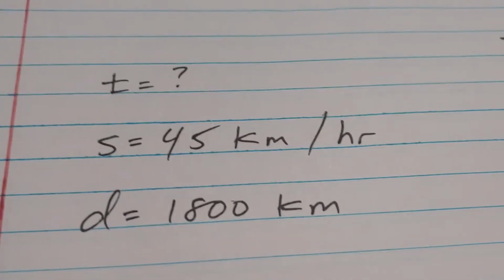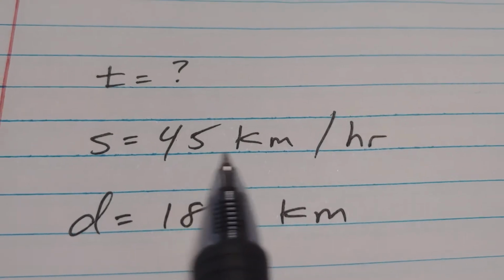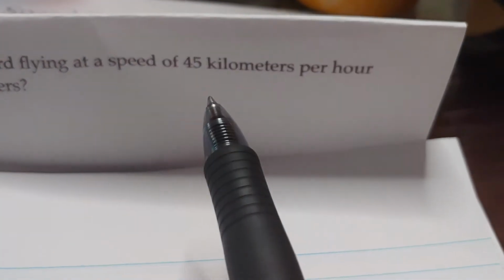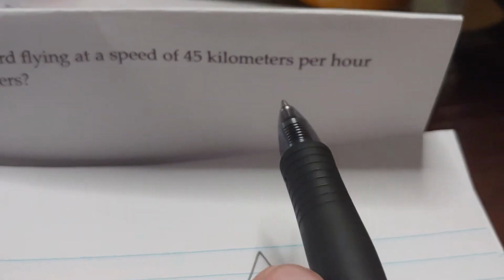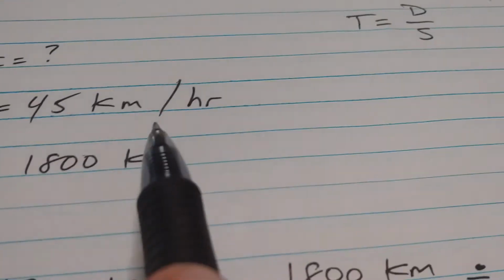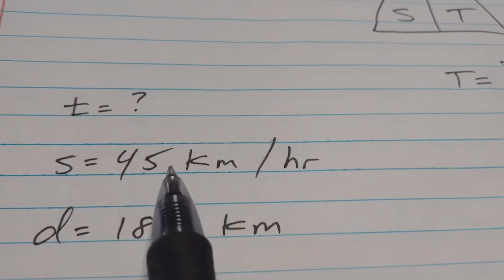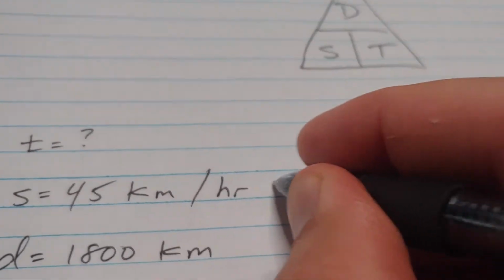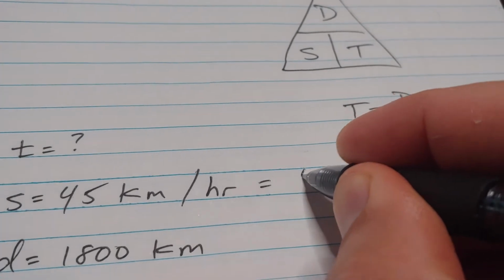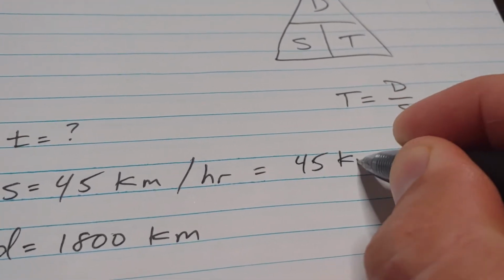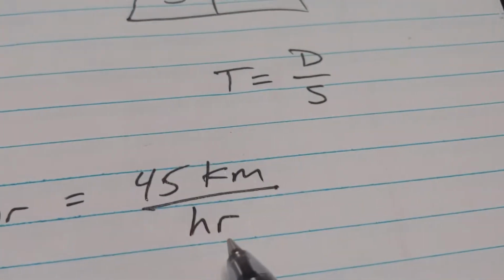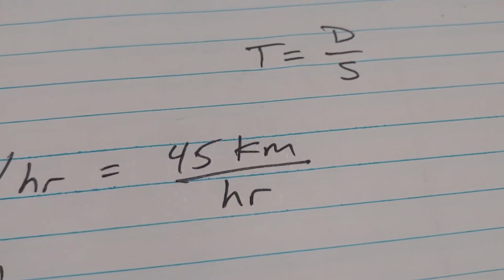Now, before we begin, I wrote it like this, 45 kilometers per hour, because it was written like that. When you see 45 kilometers per, it means like slash hour. But I'm going to rewrite this into a formal fraction. I'm going to put my numerator and my denominator. It's going to be 45 kilometers divided by hour. Now I wrote it as an appropriate fraction.